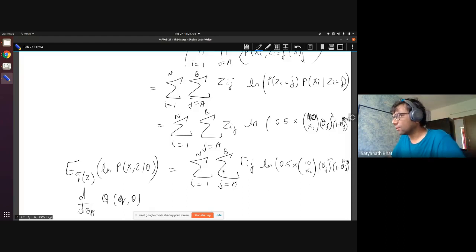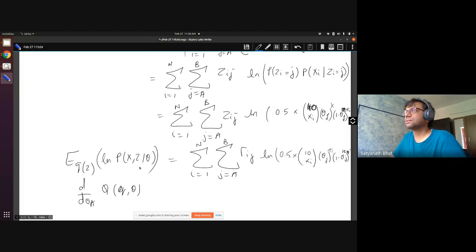If you take the derivative, this is the two places where theta appears, and if you do the simplification, you will get the answer. So I will leave this for you to try out. Is that okay?